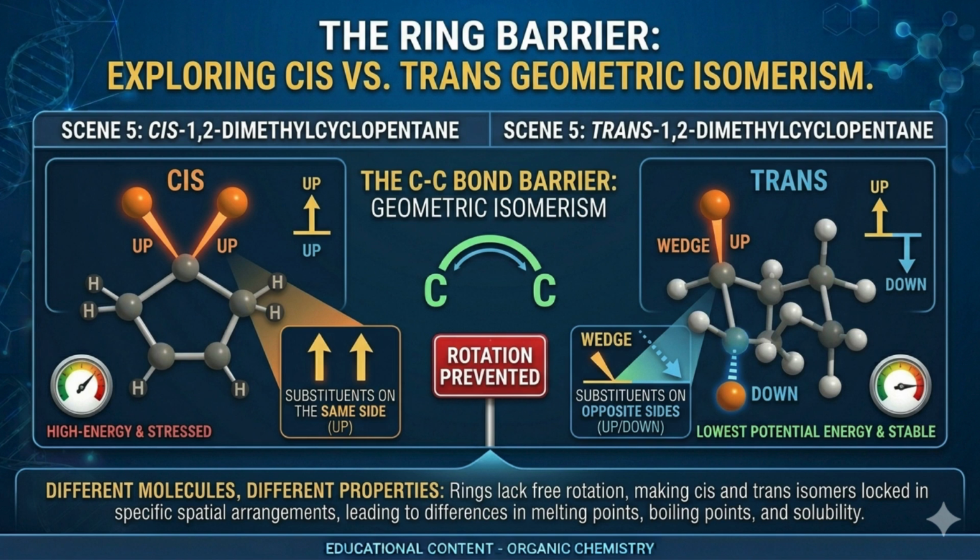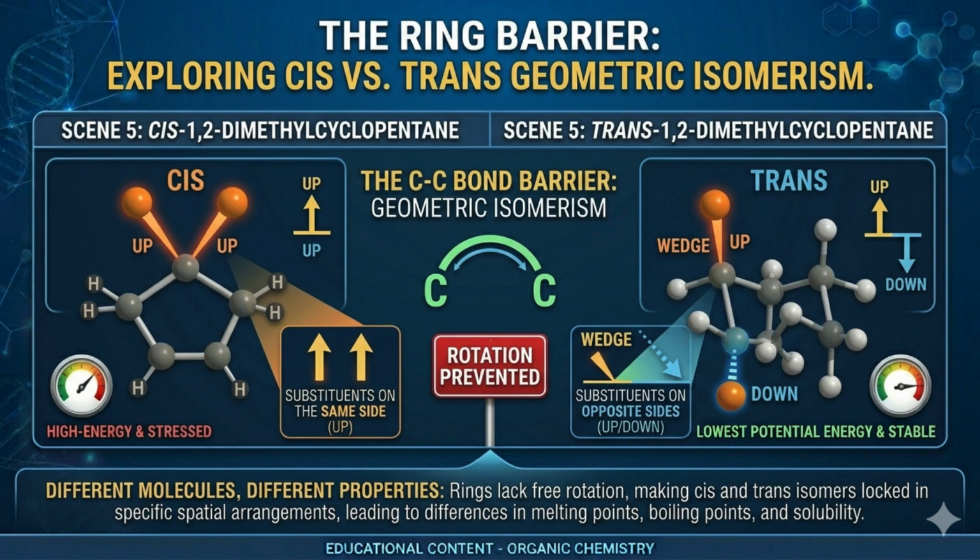Cis 1,2-dimethylcyclopentane. Look at the molecule on the left. This is the cis isomer. Notice how both methyl groups, the orange spheres, are pointing in the same direction. In our drawing, they are both up. Because these bulky groups are on the same side, they can crowd each other, leading to a high energy and stressed state, as shown by the red gauge.